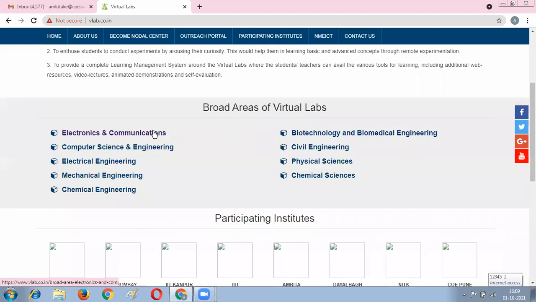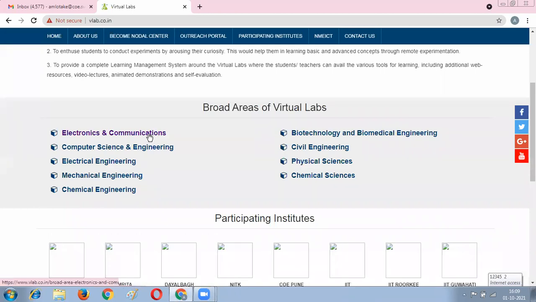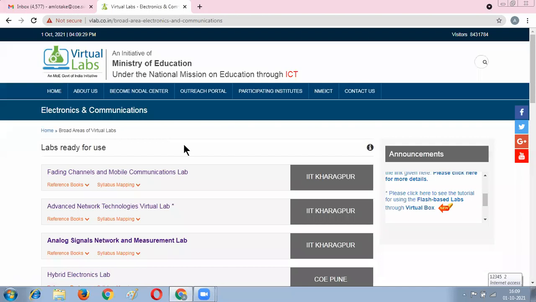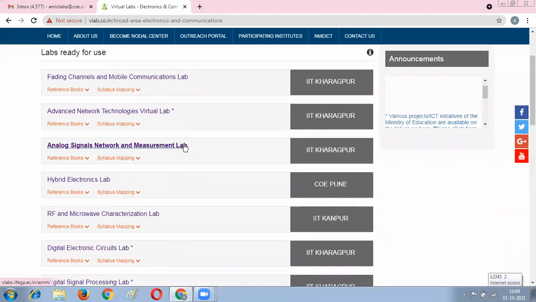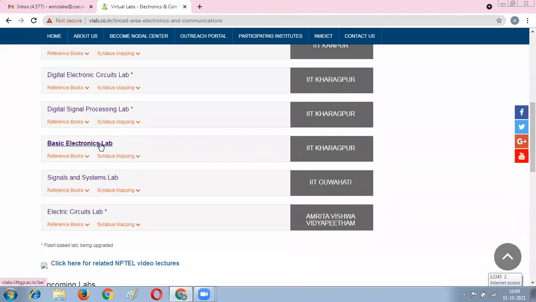So we are going to deal with the basic electrical and electronics experiments. We'll go for electronics and communications and start with the electronics experiments. So you are going to open the electronic and communication tab. After that, there are various labs ready for use. For the first year, what are we going to go for? There are various labs ready for the second year, third year, fading channels and mobile communication lab, advanced network technology virtual lab. All these labs are there, but for the first year, we'll go for the basic electronic lab.